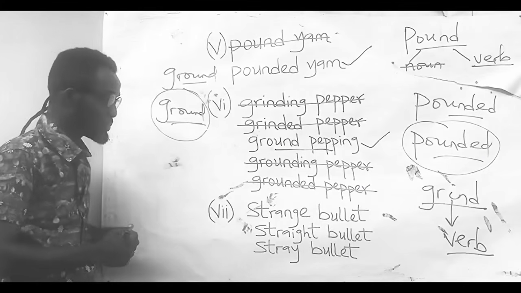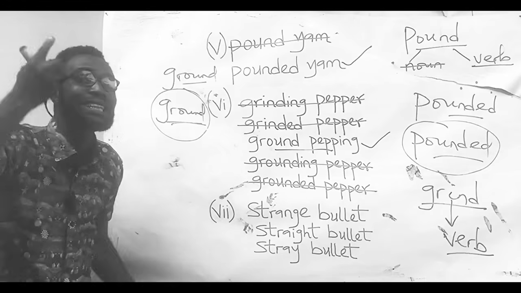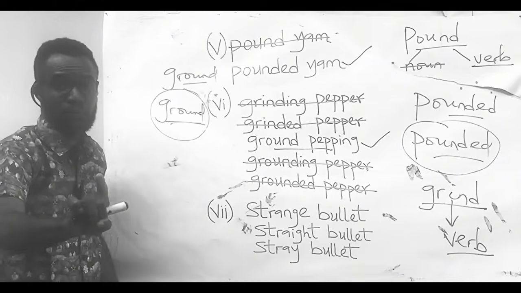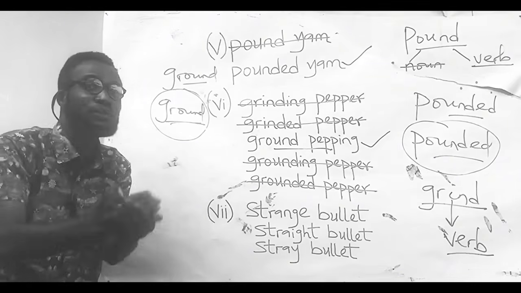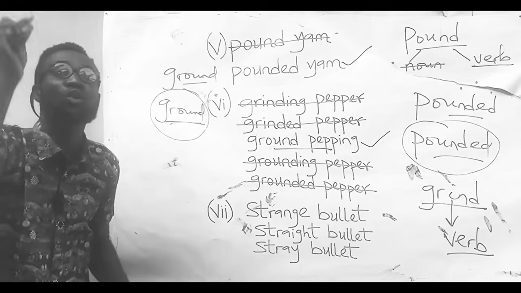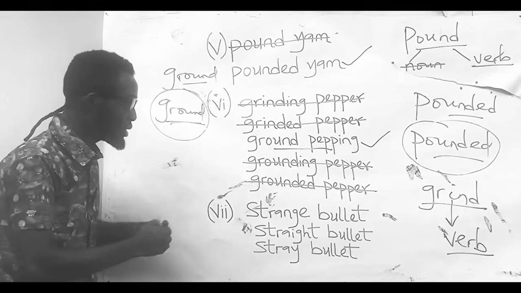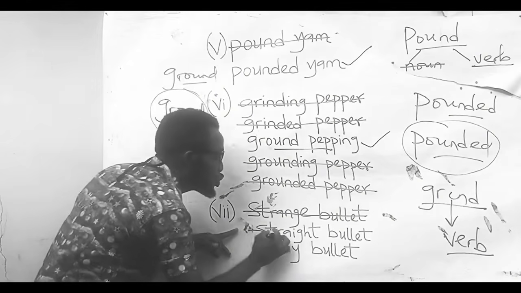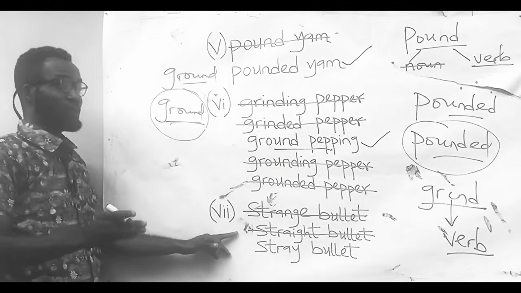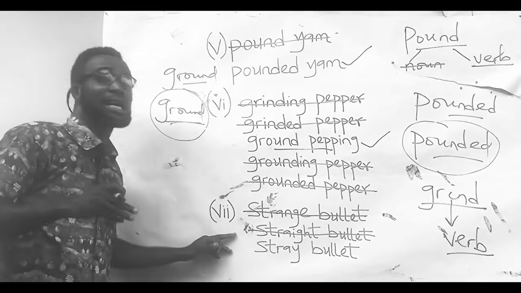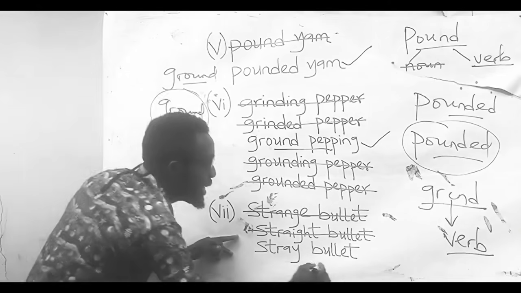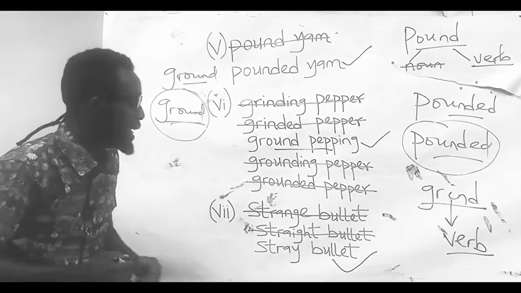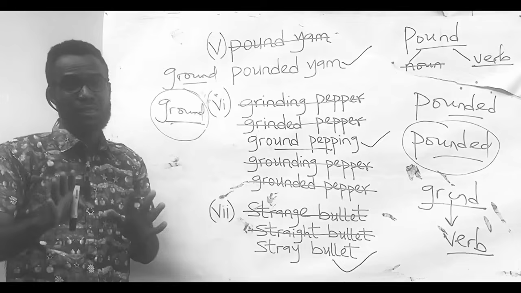Let us look at the last one. A bullet that leaves the nozzle of a gun and hits an unintended target is not called a strange bullet. It is not called a straight bullet. Rather, it is called a stray bullet. A stray bullet. The young girl was killed by a stray bullet. I believe this is understood.